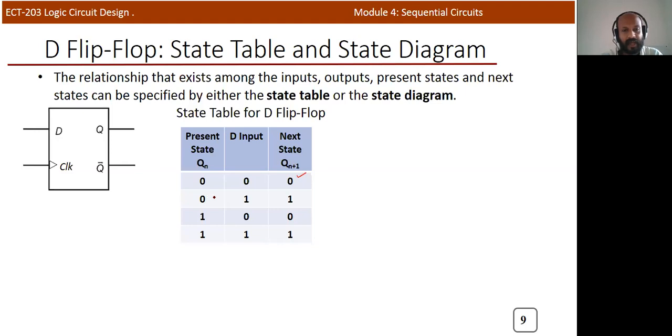Present state is 0 and D input is 1, so next state will be equal to 1. Present state is 1, D input is 0, so next state will be 0. And present state is 1, D input is 1, so next state is equal to 1. So all these tables are similar, but concept-wise different.